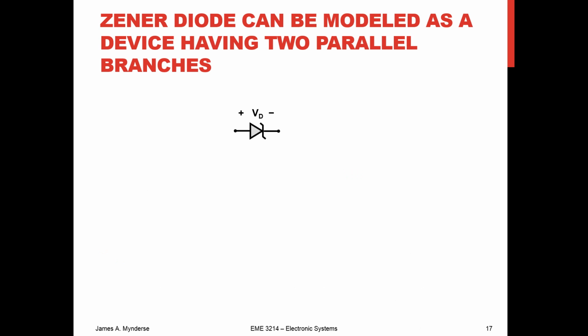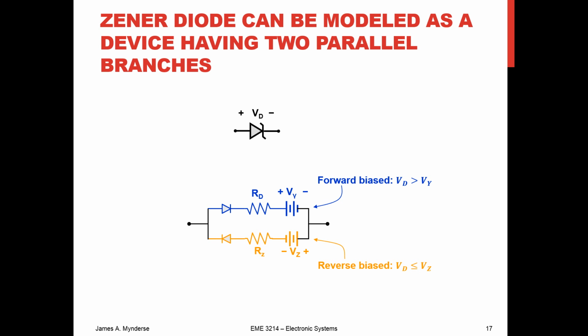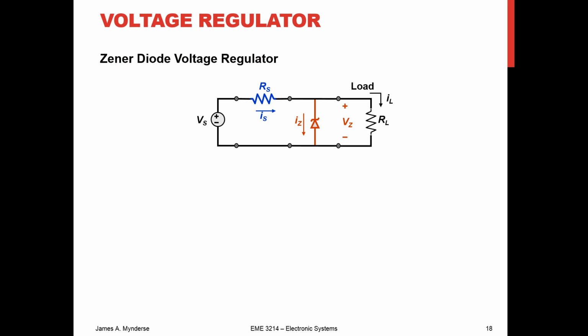We can model this as 2 parallel branches, one that's forward biased and one that's reverse biased, although we'll typically only use the reverse biased for the Zener diode. And so if we put it in something like this, where we've got a supply and a supply resistor and then a load resistor, well, we've got an unregulated supply, we've got a voltage regulator in there, and remember that the voltage regulator, no matter how much current we put through it within limits, is going to stay very close to VZ.